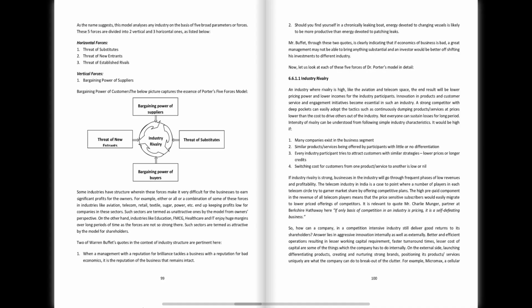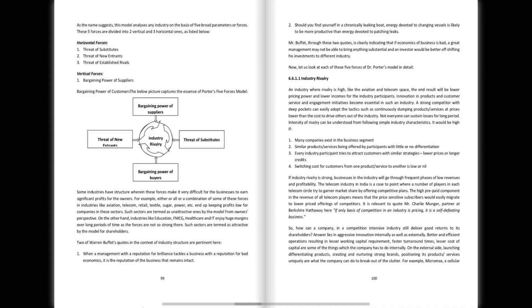2 of Warren Buffett's quotes in the context of industry structure are pertinent here. 1. When a management with a reputation for brilliance tackles a business with a reputation for bad economics, it is the reputation of the business that remains intact. 2. Should you find yourself in a chronically leaking boat, energy devoted to changing vessels is likely to be more productive than energy devoted to patching leaks. Mr. Buffett, through these 2 quotes, is clearly indicating that if economics of business is bad, a great management may not be able to bring anything substantial and an investor would be better off shifting his investments to a different industry.